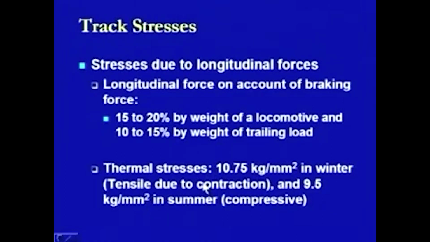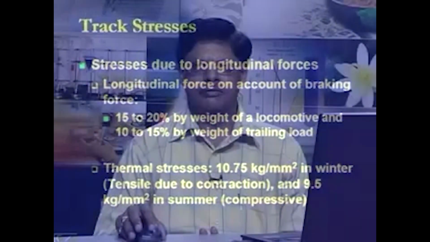The third condition is regarding the thermal stresses. What happens in this case is that as the temperature increases, all the rail sections are laid on the track at a specified temperature. Therefore, if there is a variation with respect to that specified temperature, there will be either contraction or expansion of the rail section.